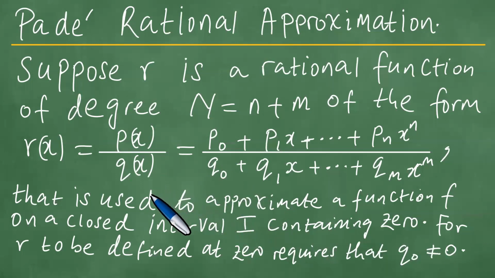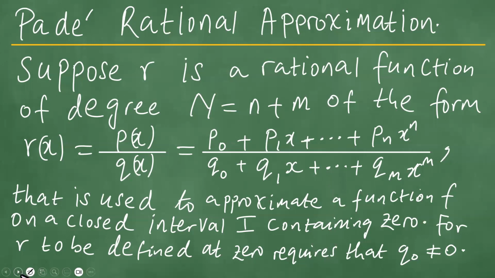We understand that the interval contains 0, and we are approximating the function f on a closed interval I that contains 0. So because the interval contains 0, if we make every x equal to 0 in the denominator, all these terms will become 0, leaving us with q naught. To avoid division by 0, we require that q naught be non-zero, so that even if these terms become 0, we do not have division by 0.